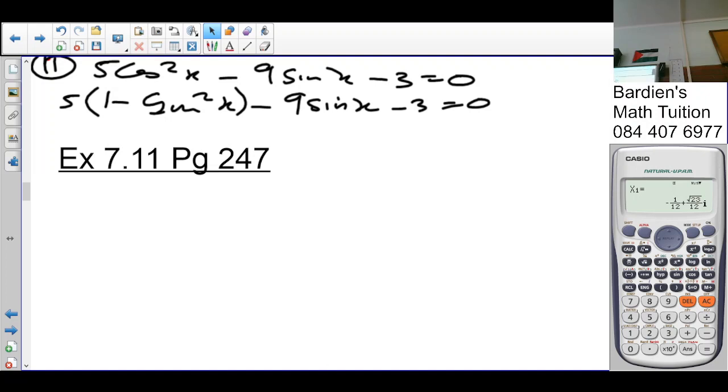Let's take it out. Page 247. Right, so we're going to look at further examples of trig equations. That's now your new heading.